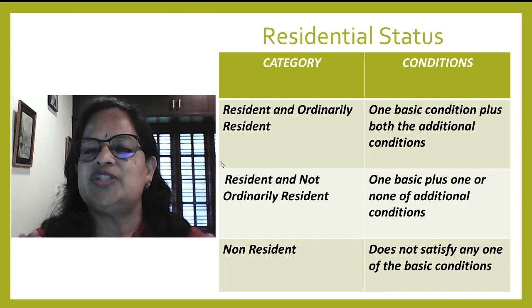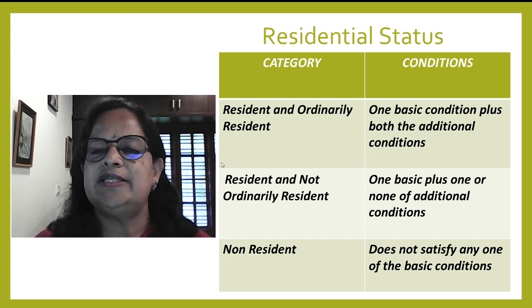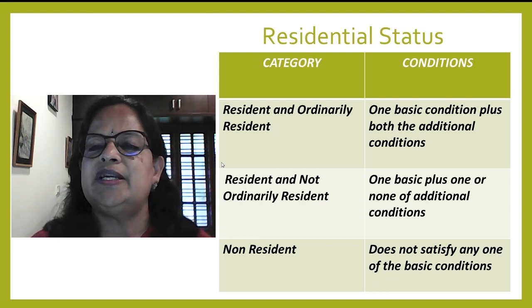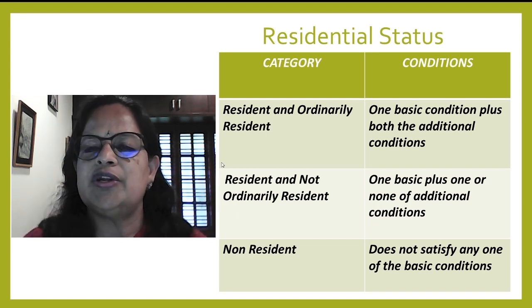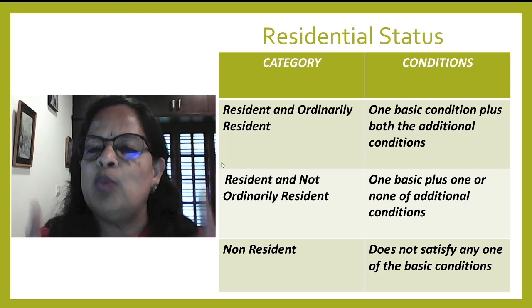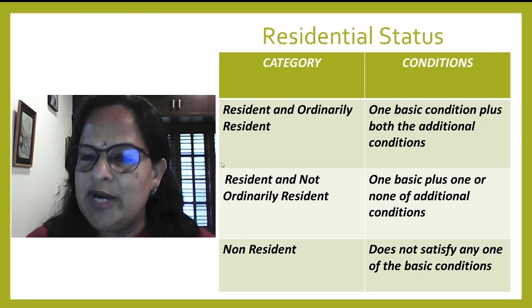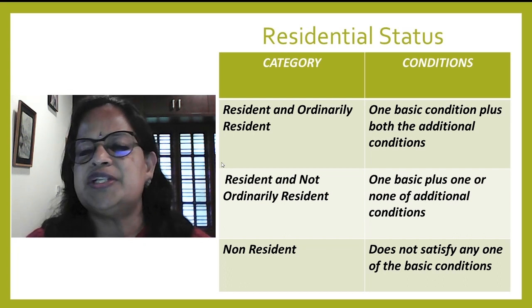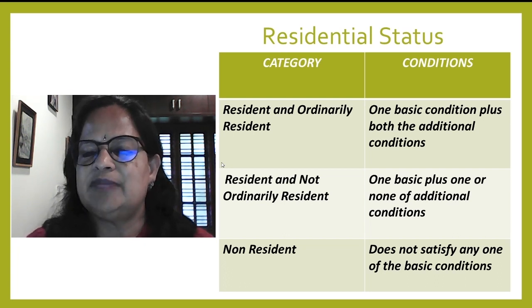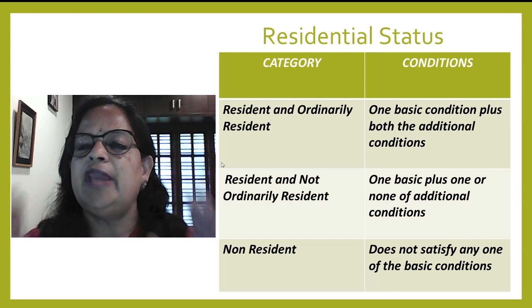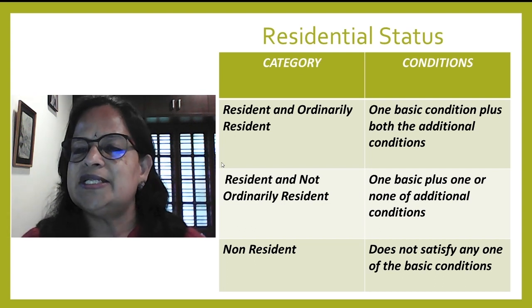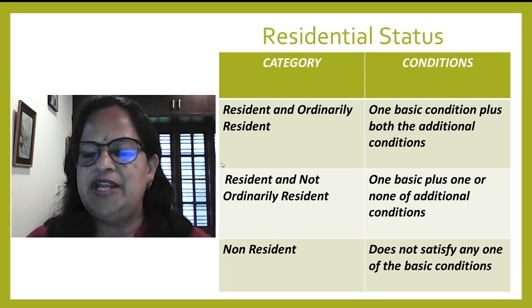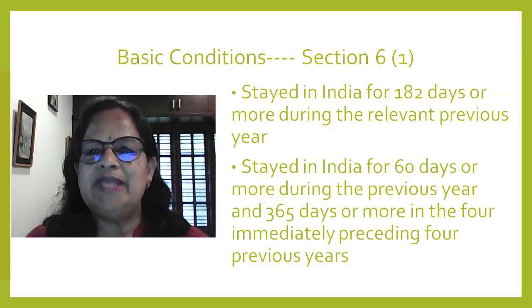Now we are coming to the conditions. First, to be called a resident and ordinarily resident, he has to satisfy one basic condition plus both the additional conditions. Second, resident and not ordinarily resident: he has to satisfy one basic condition and either one additional condition or no additional conditions at all. Third is non-resident, meaning he is not satisfying any of the basic conditions. Now your question is, what are the basic conditions and what are the additional conditions? So what are the basic conditions?